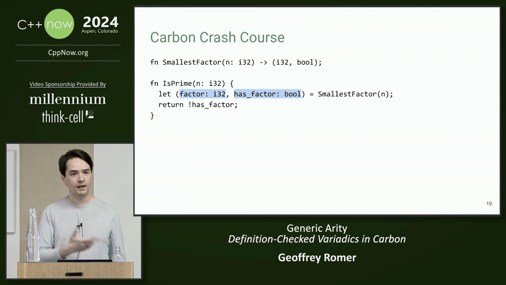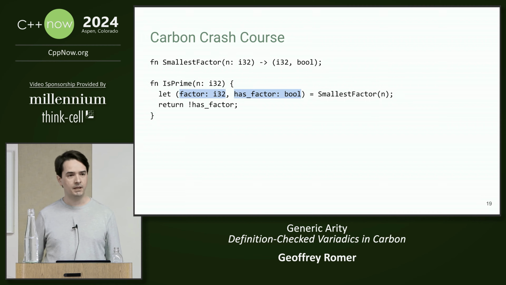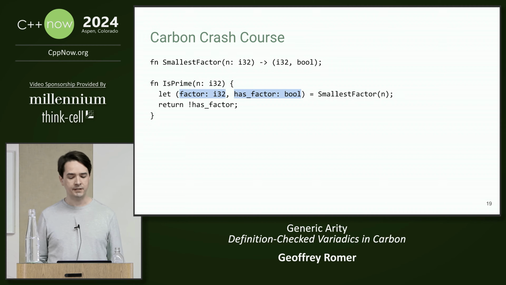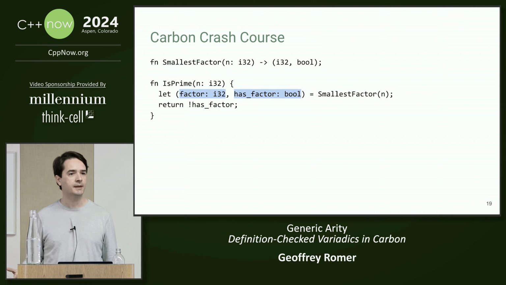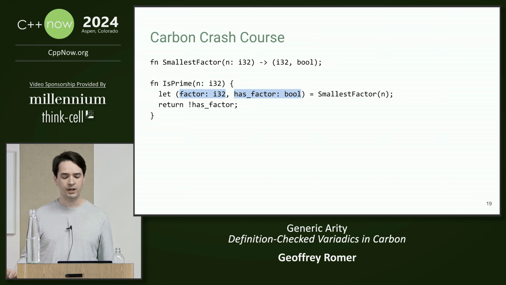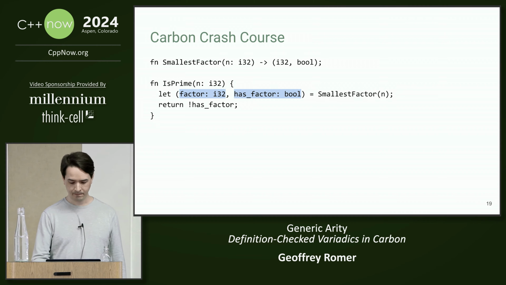As I said before, these are called binding patterns. And a binding pattern basically has two roles. First, it's a declaration. It declares a variable with a particular type in the current scope. And second, it's a pattern. It matches a value that's convertible to that type, and as a side effect, it initializes the variable with the converted value.